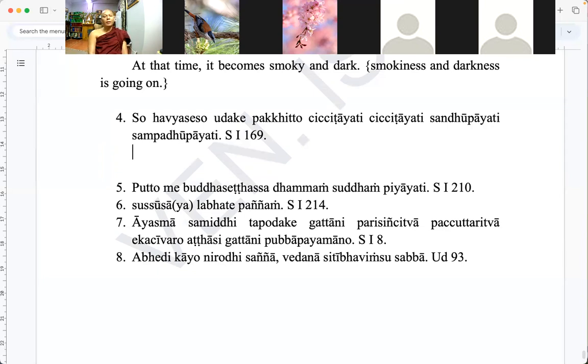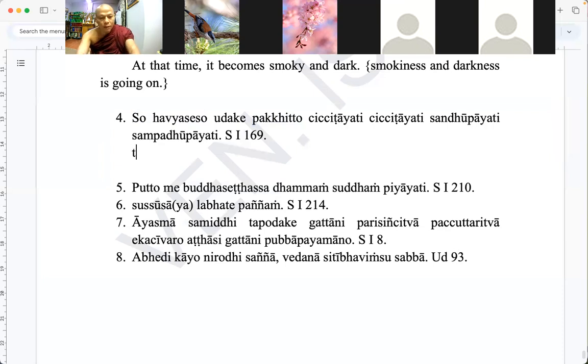"Jijitayati" also means making noise repeatedly, again and again, maybe it can be understood in this way also. Now, "Havya so", and then here the present participle, past participle, "udagi bakato". So that is the nominative absolute also.